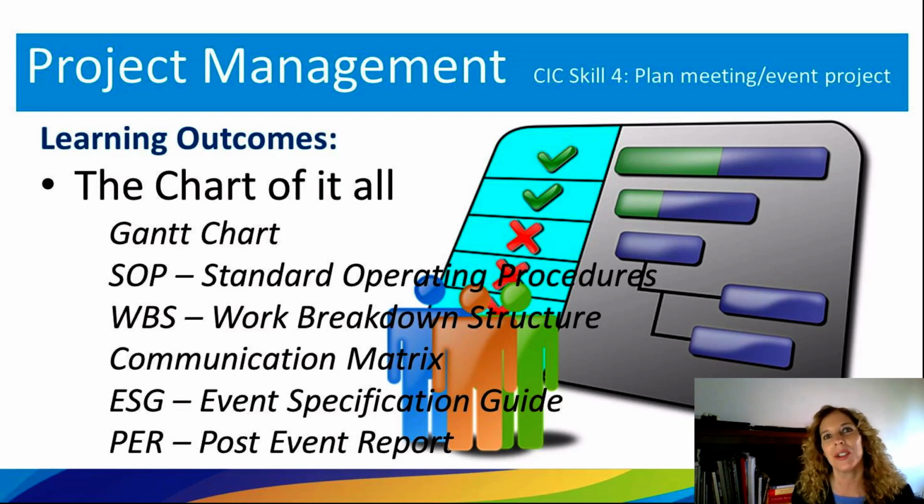The reason I call it the chart of it all is because they list all these charts: the Gantt chart, the SOP, WBS, communication matrix, ESG, and the post-event report. And I'm going to share with you what I use in my business. But I want to go over what the CIC's post-event report is, because they have a template on their site.